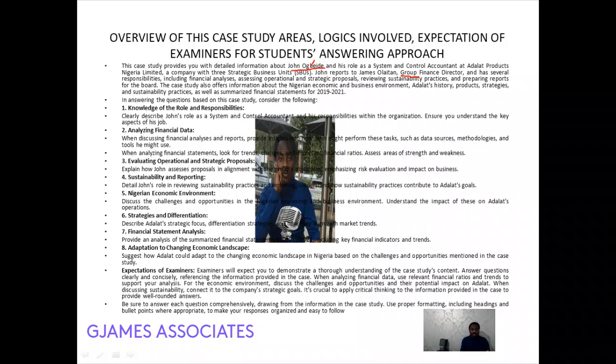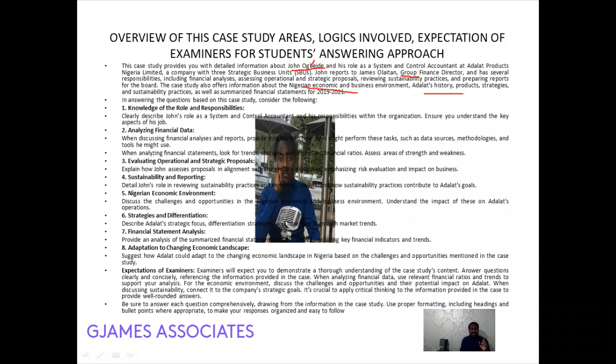Okay, so the case study also offers information about the Nigerian economy, business environment, history of Adalat and the like. You can ask, why are all these important? These are the key information that you need to coin into your answer to let them know that you actually read and comprehend.